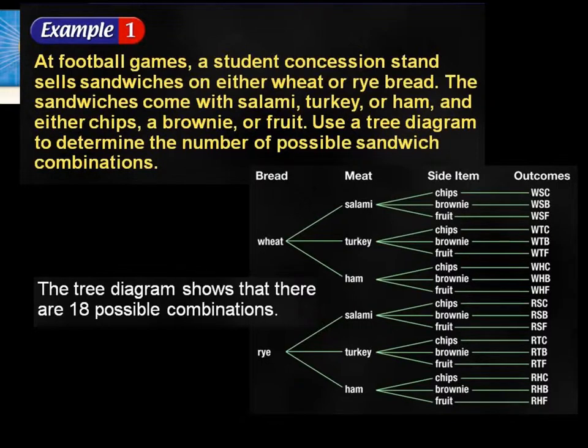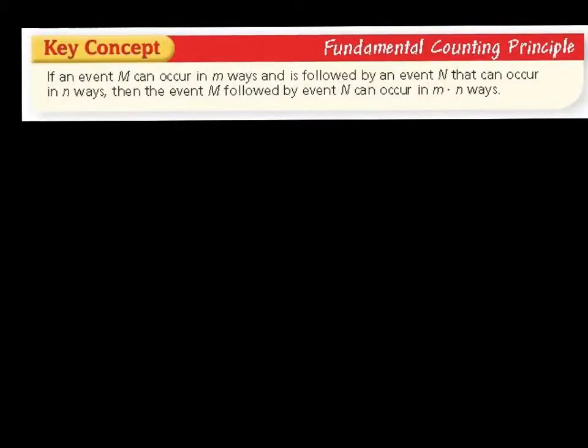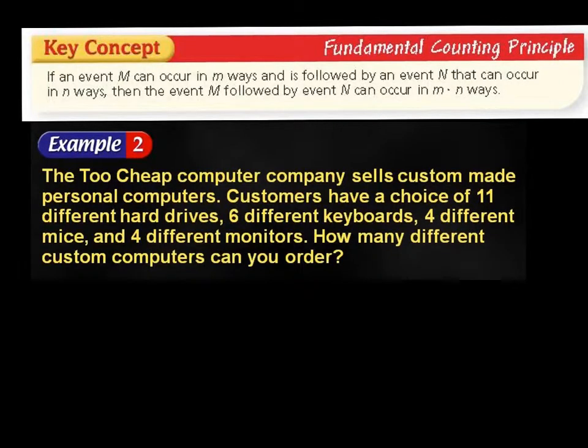If we just multiply the number of types of bread times the number of types of meat times the number of side items, we would get 18, and that is the fundamental counting principle. Stated formally, if an event M can occur in M ways and is followed by an event N that can occur in N ways, then the event M followed by the event N can occur in M times N ways.